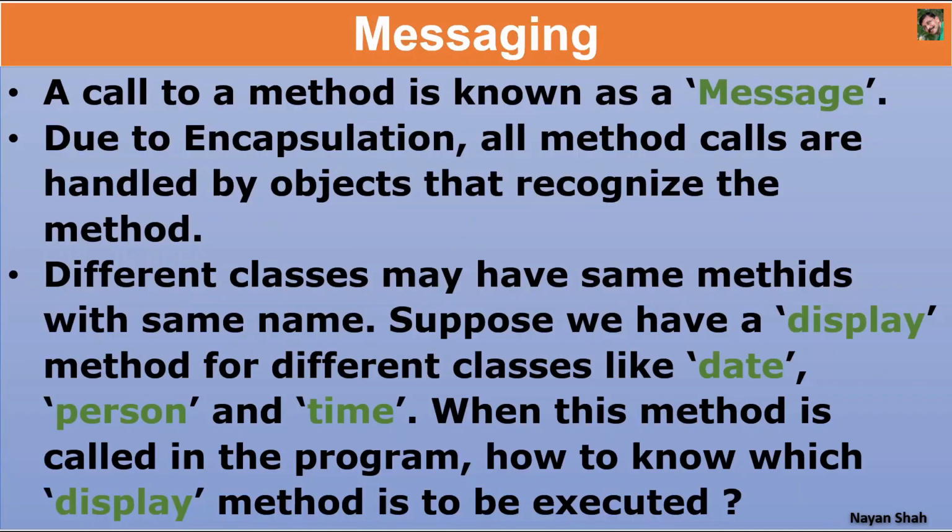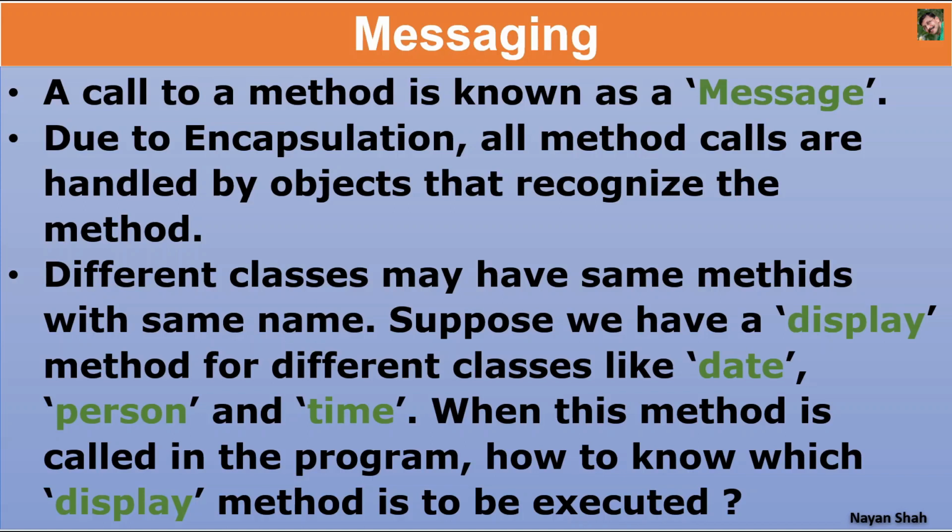What is messaging? Messaging means the same as what we understand by the word message: a call to a method. Being a programmer, you know that a program contains attributes and behavior. Attributes, that is variables, and behavior, that is methods. When we create a method, to execute that method we need to call it. So a call to a method is known as a message. When we write a method and then in our program try to call that method to get it executed, that call is called a message.